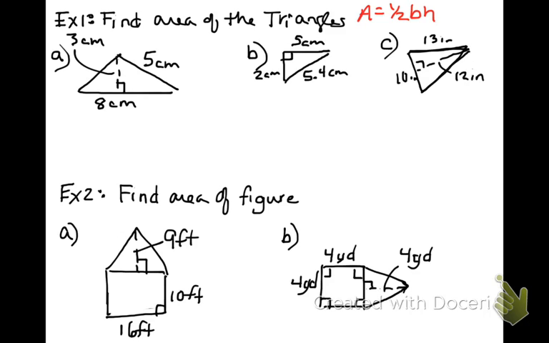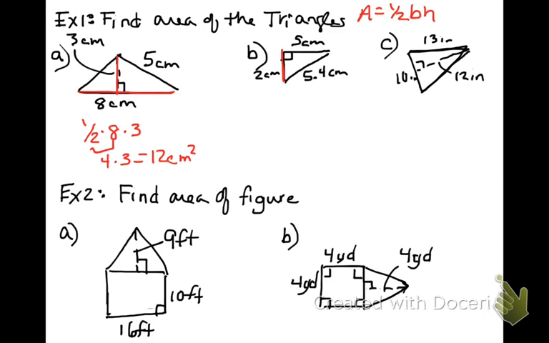So I notice this line is a right angle to that line on A, so it's going to be 1/2 times 8 times 3. It doesn't matter which order you put them in, you just need to have them. So 1/2 of 8 is 4 times 3, which is 12 centimeters squared.